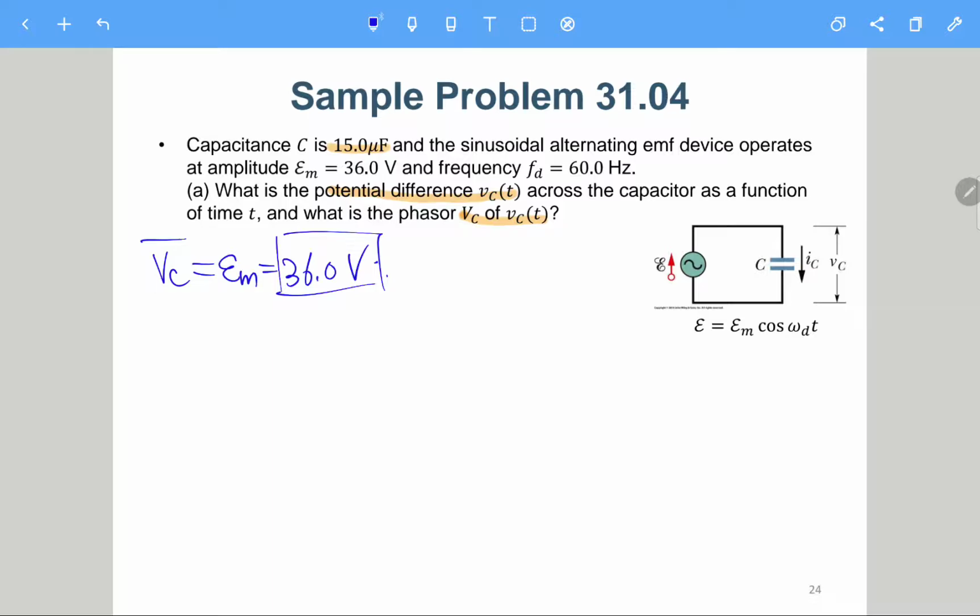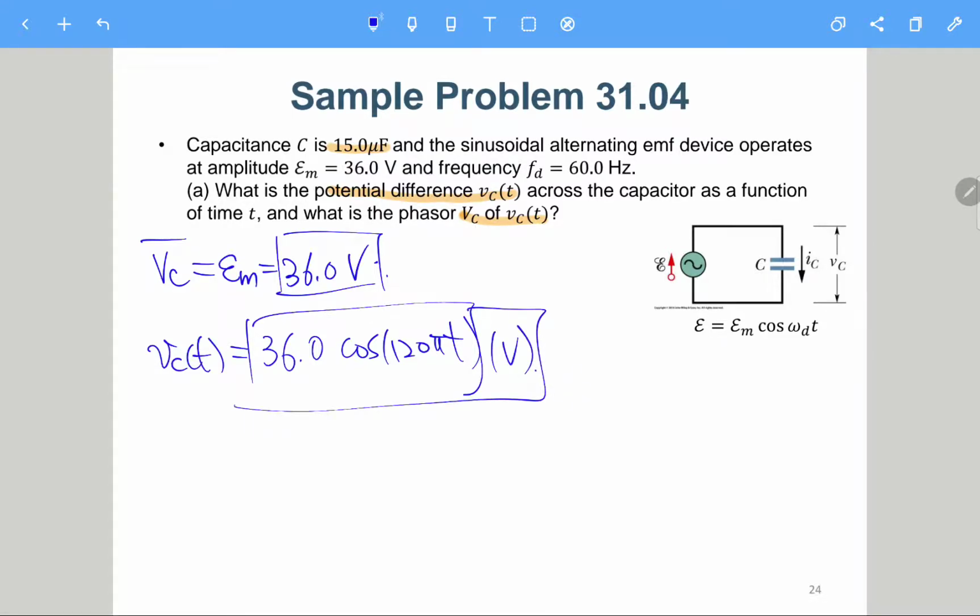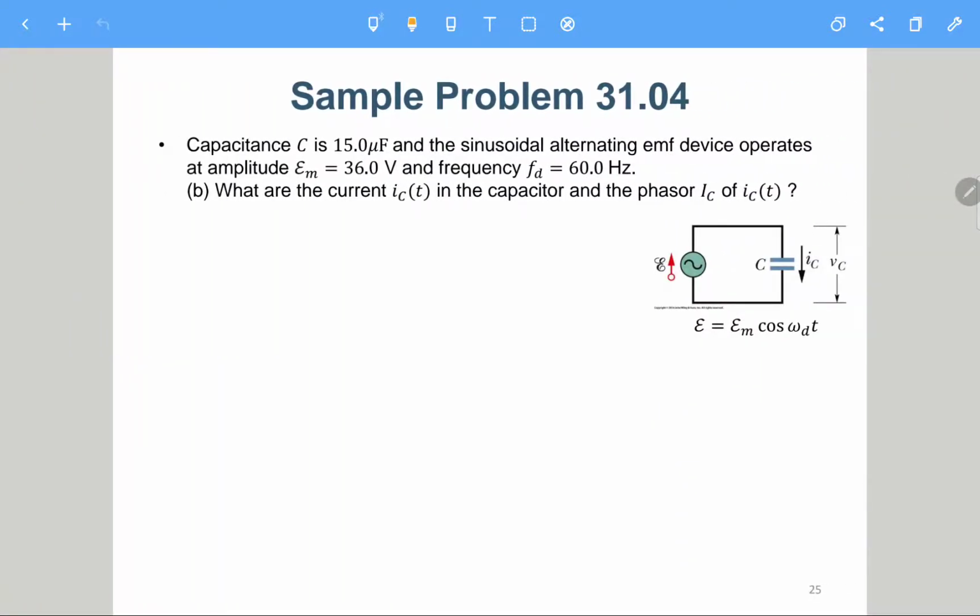And for the potential difference, it is still easy: 36.0 cosine 120 pi t volt. So this is still easy. And the next problem will be a bit different. Here we need to consider the current of the capacitor.